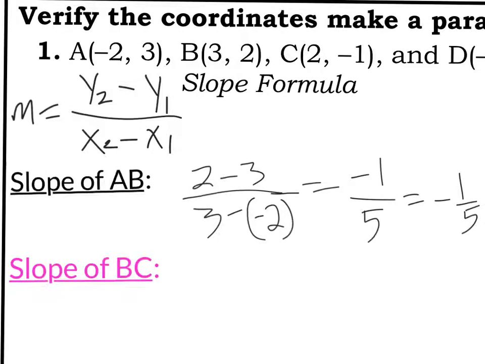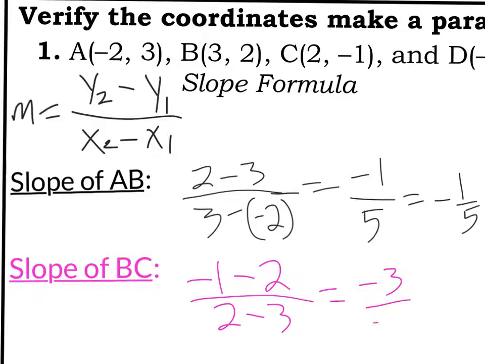So next I'll do the slope of BC. So the y2 would be negative 1 minus the y1 of 2. And the x2 would be positive 2 minus the x1 of positive 3. And so negative 1 minus 2 makes negative 3. And 2 minus 3 makes negative 1. And so that's going to simplify to get positive. The negatives would cancel. So positive 3 over 1 just makes positive 3.